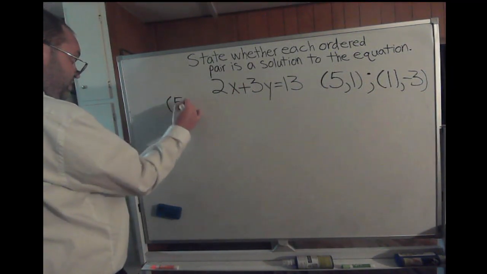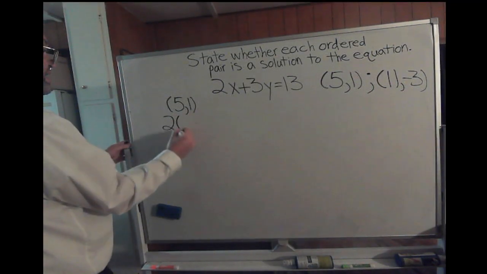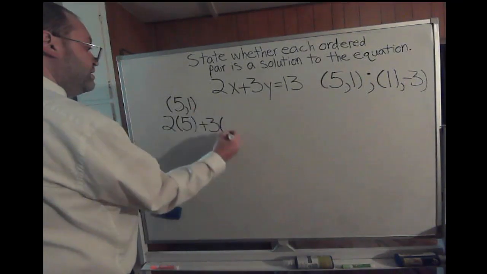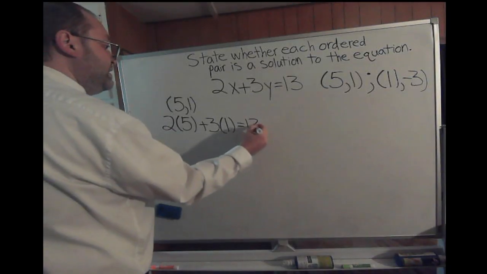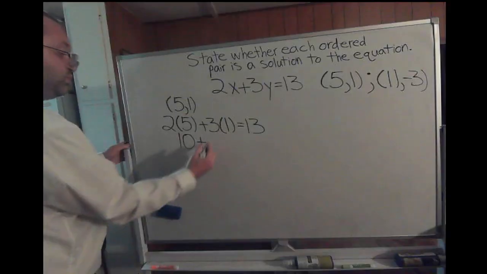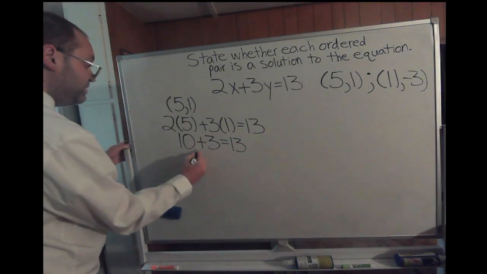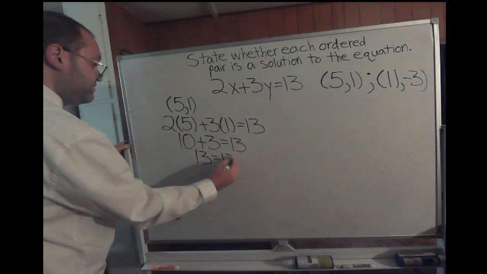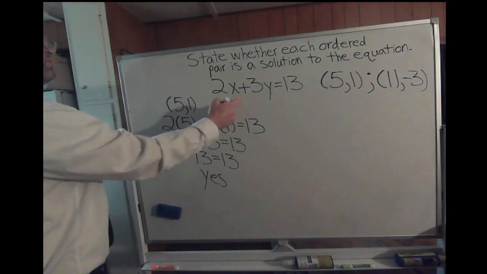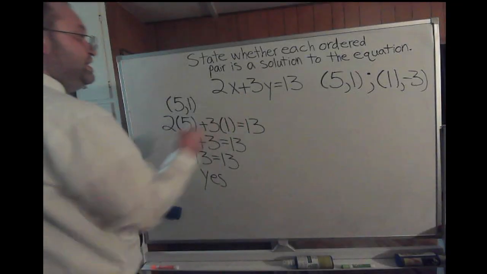Let's address 5, 1. So you'll take your 2 times your x coordinate of 5 plus 3 times your y coordinate of 1, set that equal to 13. Well, 2 times 5, that's 10. Plus 3 times 1 is 3, so you'll have 10 plus 3 equals 13. Well, 10 plus 3 is in fact 13, and yes, 13 equals 13, so the answer is yes. 5, 1 is a solution to 2x plus 3y equals 13. In other words, 5, 1 lies on this line.